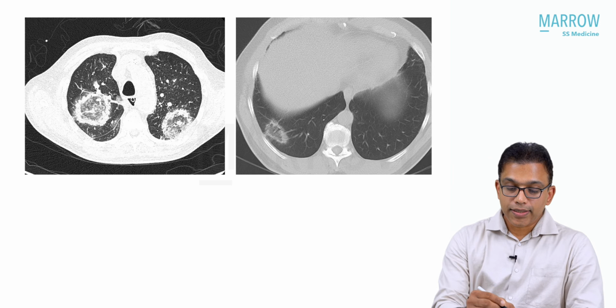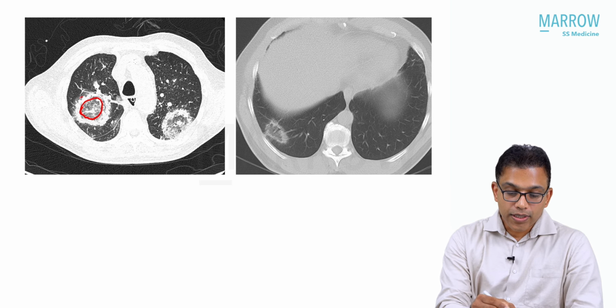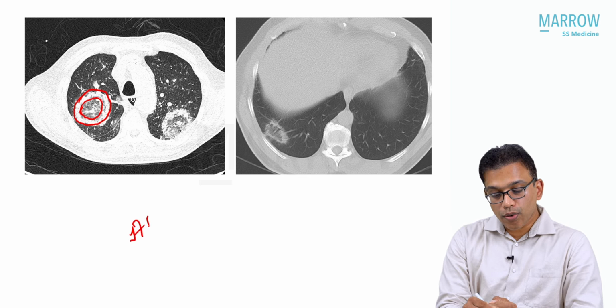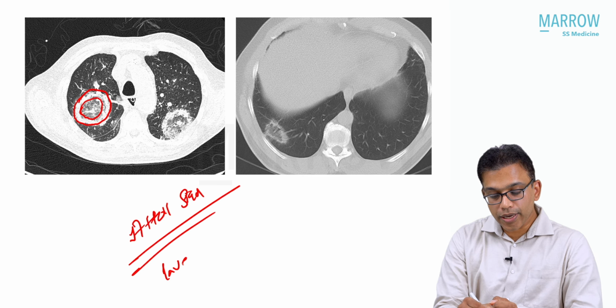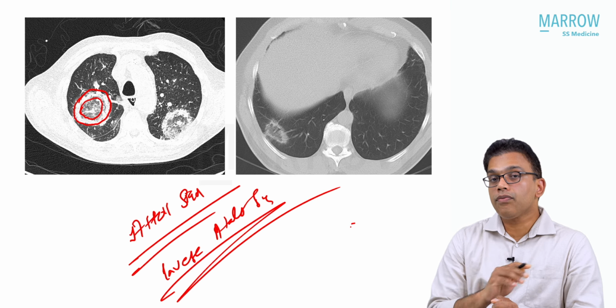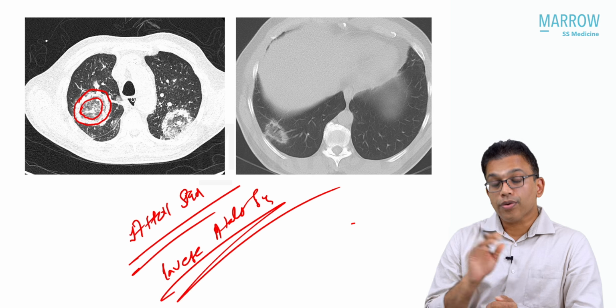So reverse halo sign is characterized by a central area of ground glassing which is surrounded by an area of consolidation. This is otherwise known as an atoll sign also. So inverse halo sign or atoll sign, very characteristically described in invasive pulmonary aspergillosis. It has been described in COVID-19, organizing pneumonia.